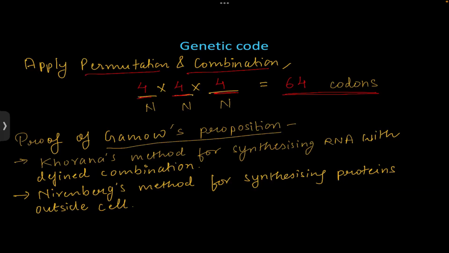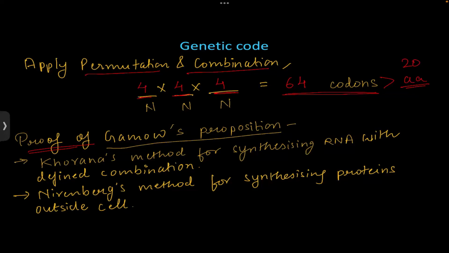But here, the numbers are not matching, right? There are 20 amino acids and there are 64 codons. So the number of codons is greater than the number of amino acids. It is only 20 and here is 64. So people obviously opposed this idea, right? But later on, his proposition was proven true. So how was it proved? We will not go into the details, but we will see who all contributed to proving this particular proposition.